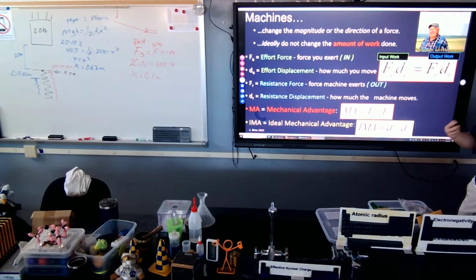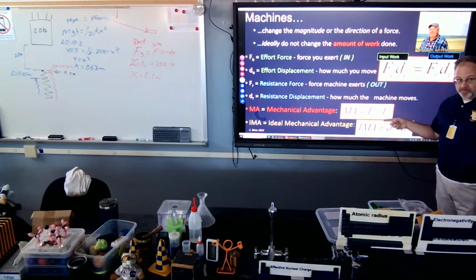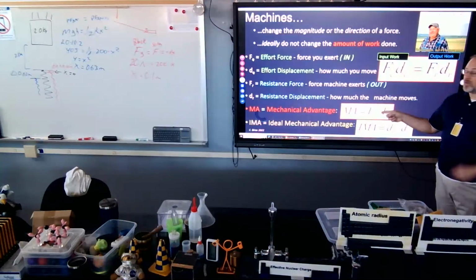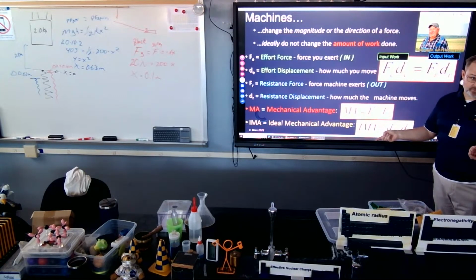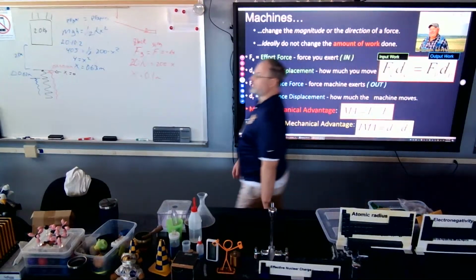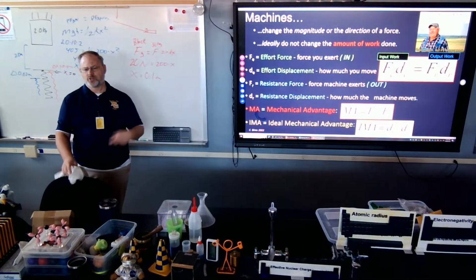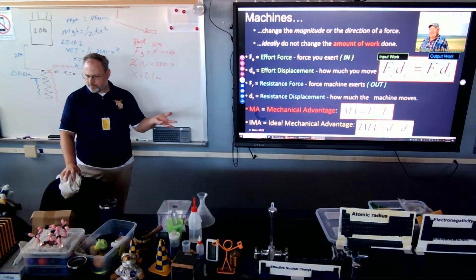But maybe I have to push 12 newtons instead of 100 newtons because there's friction involved. Mechanical advantage has to deal with the eventual friction. Ideal mechanical advantage doesn't. It's like, well, my ramp has an ideal mechanical advantage of 100, but because there's friction, it only has a real mechanical advantage of 83. Make sense?